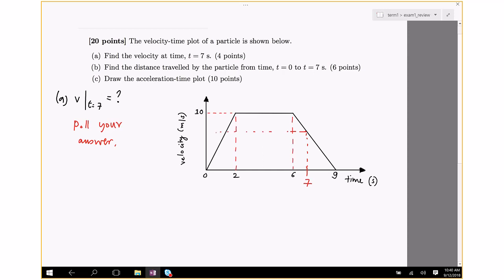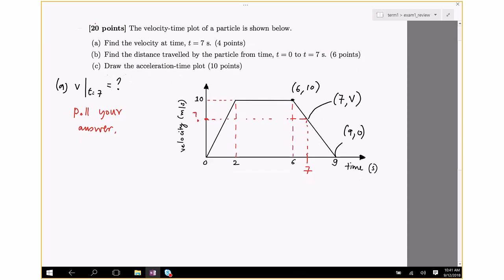What we're trying to do is find what this value over here is. So we're going to find the slope, but the way in which I like to do it, and this is probably easiest to write the formula down, is to write the coordinates of 2 points on the line. So in this case, the coordinates of this point are x is 6, y is 10. Coordinates of this point are x is 9, y is, well, 0 because it's on the x-axis, and for this point, the coordinates are x equals 7 and y equals v.